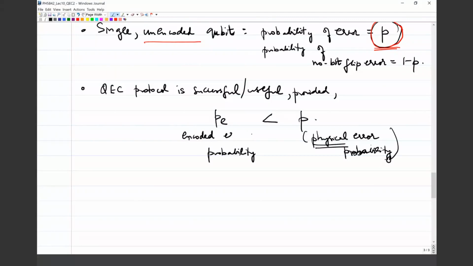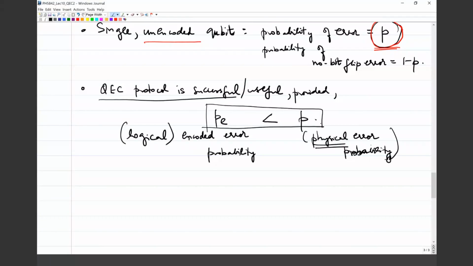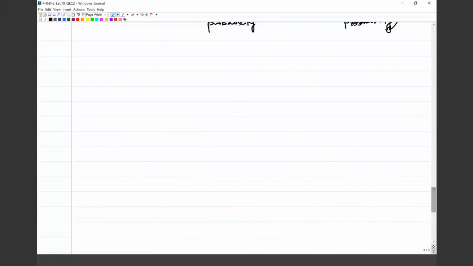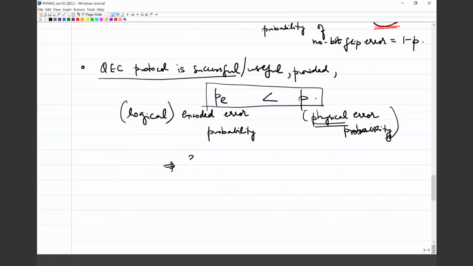This is also often called the logical error. If you go ahead and read papers, they will talk about physical error rate and logical error rate; this is what they mean. We say that QEC is useful provided this condition is met, that the encoded error probability should be smaller than the physical error probability, and then it's worth the effort of doing all of this. So when is this true? For the bit flip code and the single bit flip noise, this is true when 3p squared minus 2p cube is less than p. So what is the condition for p? Can you quickly work this out and tell me?